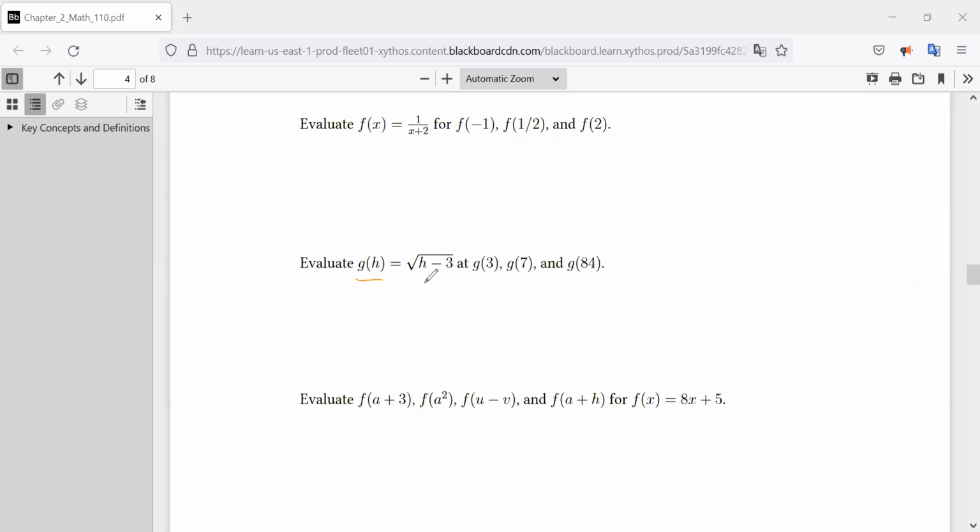What about g of h is equal to the square root of h minus 3? So if we do g of 3 here, what is that?